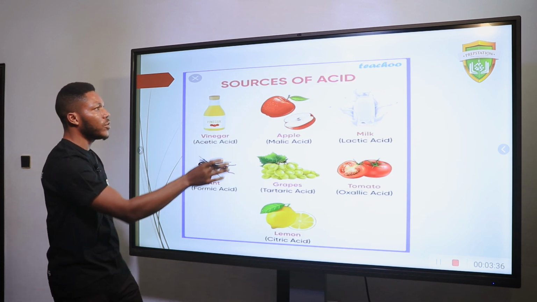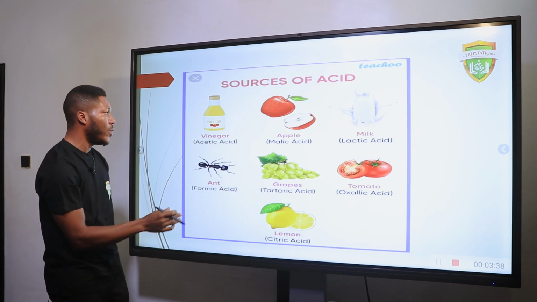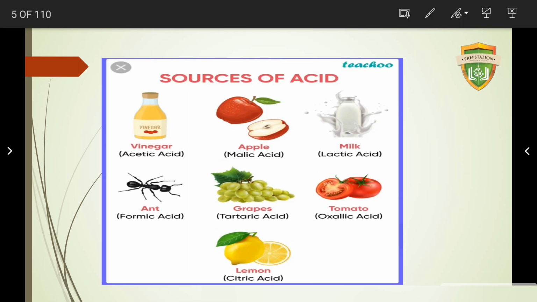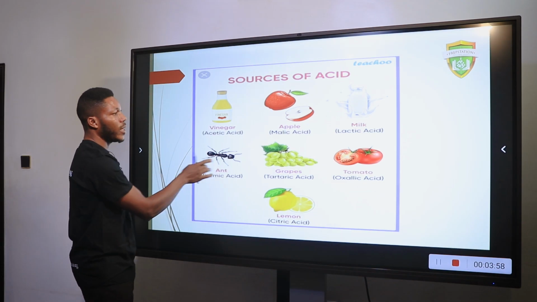These are the sources of the organic acids. For example, we obtain acetic acid from vinegar. We obtain malic acid from apple. Then lactic acid is from milk. Then we have formic acid from ants, tartaric acid from grapes, oxalic acid from tomato, and lemon gives us citric acid.